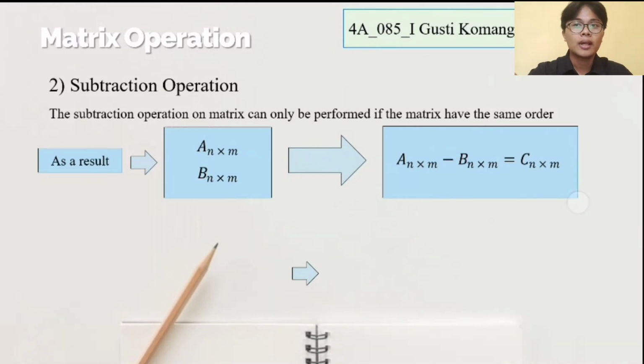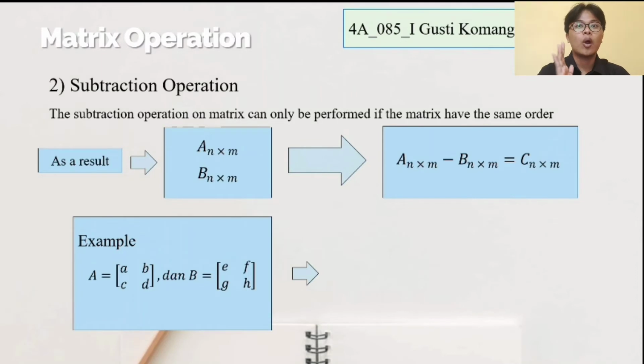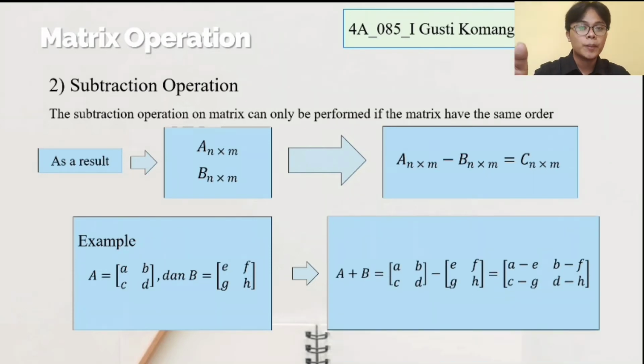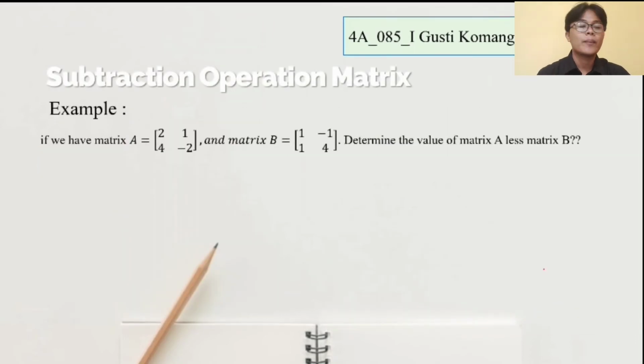Still with the same example, A is a matrix that has the order 2 times 2, and B is also a matrix that has the order 2 times 2. The subtraction of two matrices A and B can be done because A and B have the same order. The result is a new matrix C where the elements are the differences of each element of A and B. For example, if we have matrix A with elements 2, 1, 4, and minus 2, and matrix B with elements 1, minus 1, 1, and 4, determine the value of A less B.